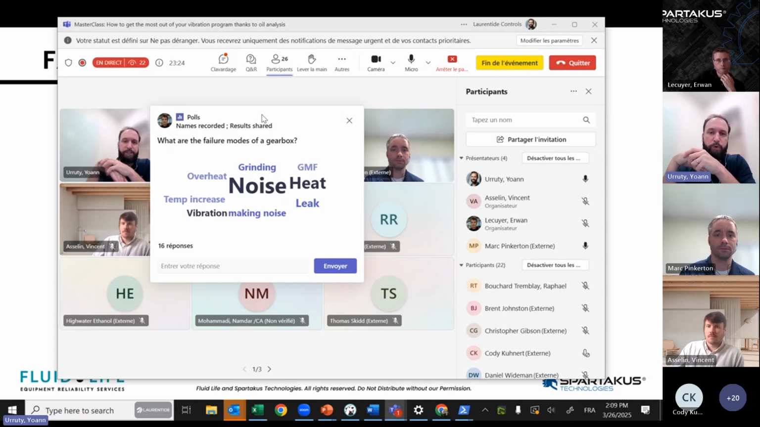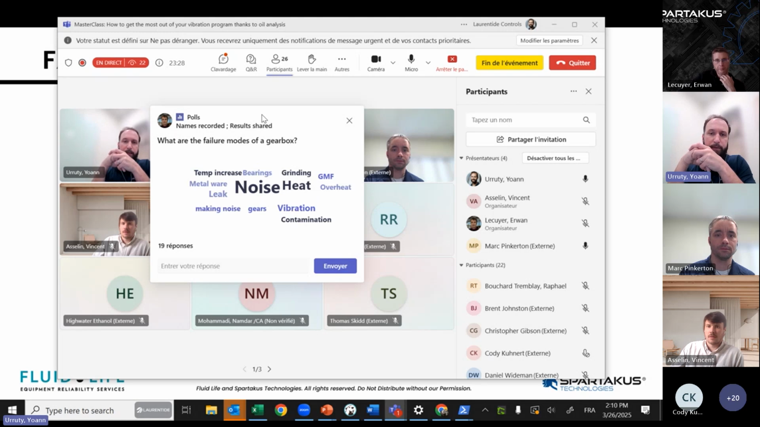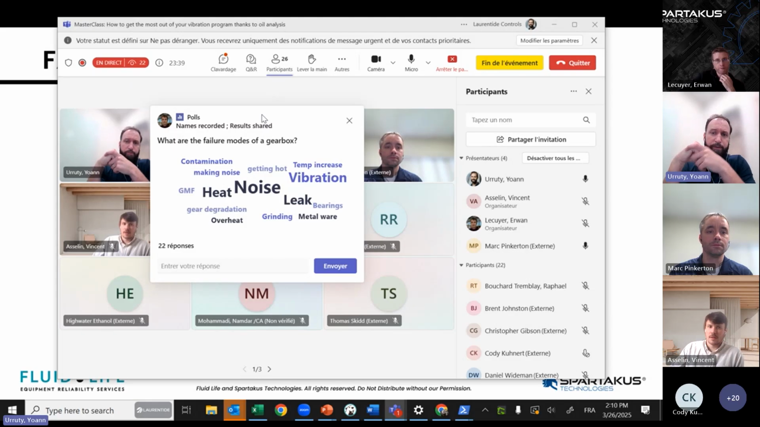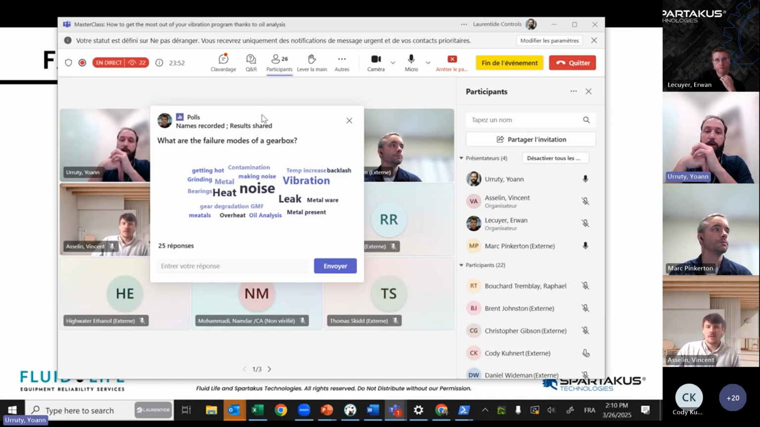Right, so we're seeing noise, heat, temperature increase, grinding, contamination, metal wear. Yes, very good. I see bearings. Bearings might be very generic. What could be wrong with the bearings, right? So yes, backlash, excellent. Grinding. So yeah, a lot of very, very good answers there.